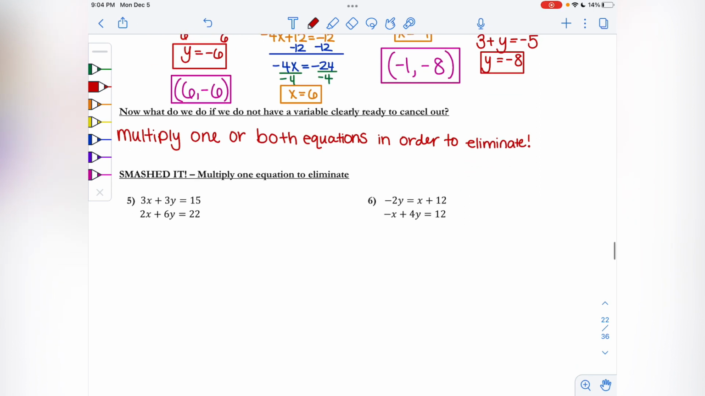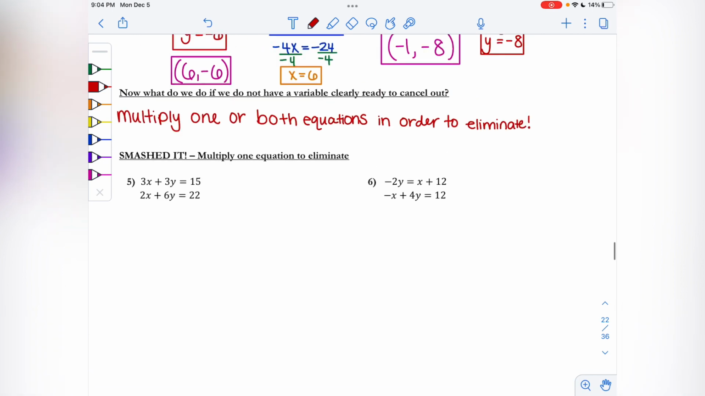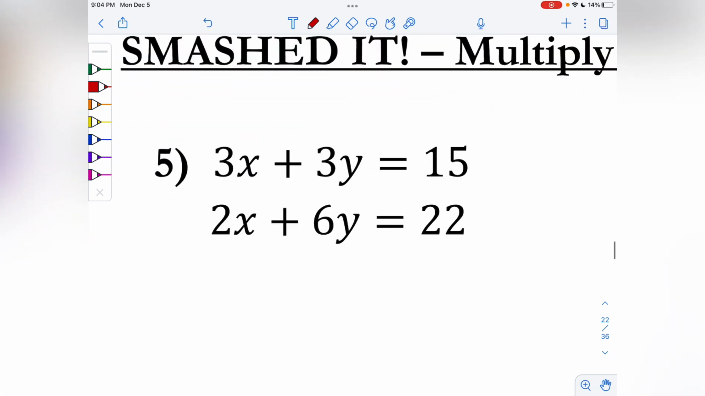So the next 2 problems are smashed it problems where we only have to multiply one of the equations in order to eliminate a variable. So what I am going to do right now is look at my x's and my y's and decide which letter might be easier to eliminate. If I try to eliminate the x's, there's really no number that that 3 can multiply by in order to get the number 2, and there's no number that 2 can multiply by in order to get the number 3. So that might not be my best option, which is why I'm going to look at the y's.